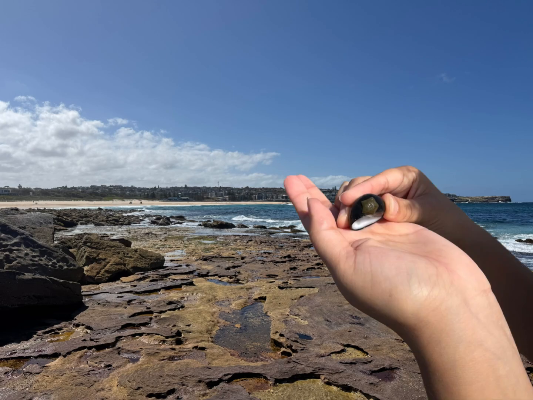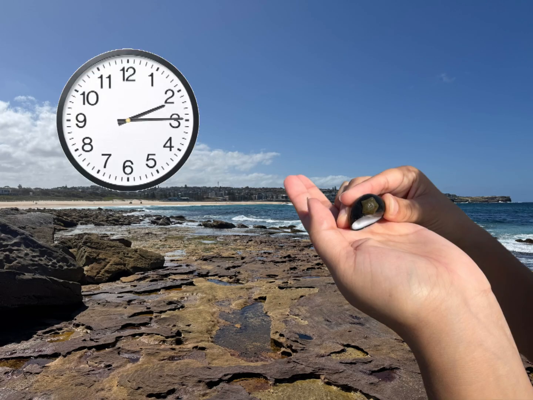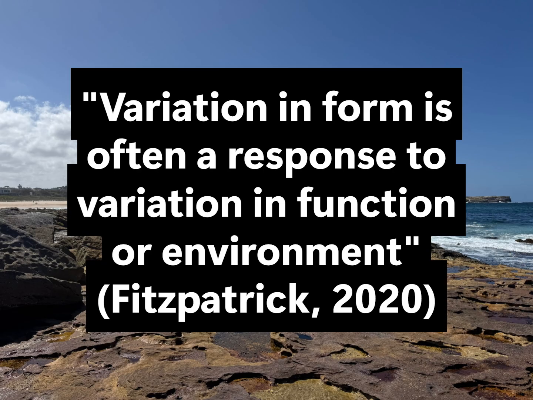By controlling for species, site, and sampling time, I isolated the effects of tidal zone and microhabitat. This design reflects the principle that variation in form is often a response to variation in function or environment. So if shell traits differ consistently across habitats, it may suggest environmentally driven morphological variation, possibly through phenotypic plasticity.